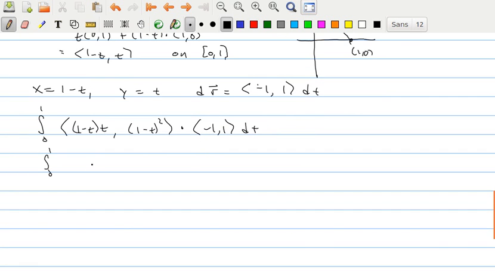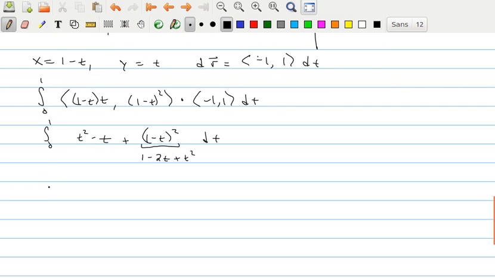So when we dot these, we multiply the first components together. So 1 minus t times negative 1. This gives us t squared minus t. And then for the second component, we multiply the y's together. 1 minus t squared times 1 is 1 minus t squared. So now we can simplify this a little bit more. This parenthetical statement is 1 minus 2t plus t squared. Then if we combine like terms, we've got the integral from 0 to 1 of 2t squared, that was from our t squared components, and then next up we have minus t minus 2t is minus 3t, plus 1 dt.